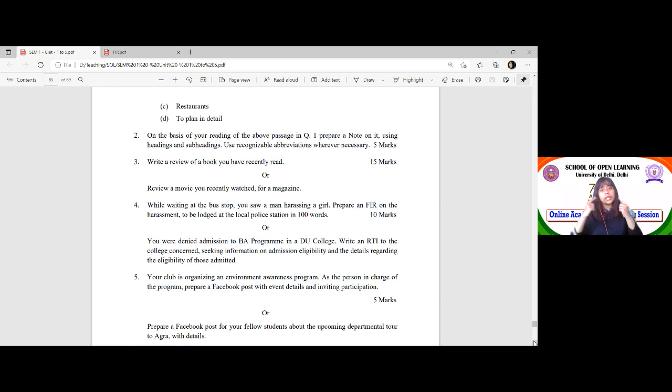Like, you are going to complain to the police, write an FIR because you saw a man harassing a girl at the bus stop. So you describe the man, you describe the girl, you try to say what the man was doing to the girl. Either he was catcalling her or he touched her inappropriately, whatever it was, and you write the FIR. Or, again, in all these questions you have to just attempt one, but obviously practice everything.